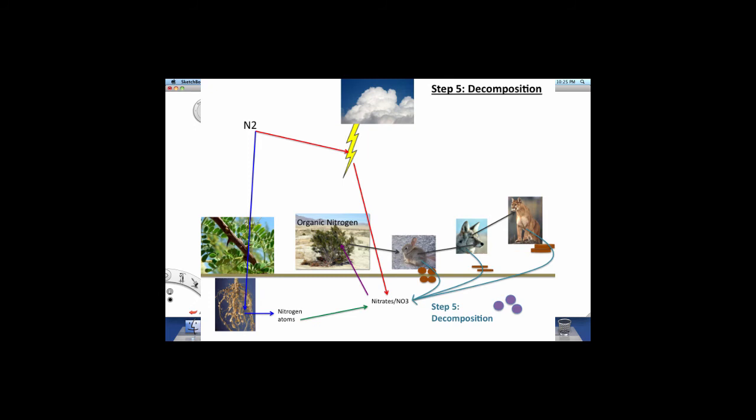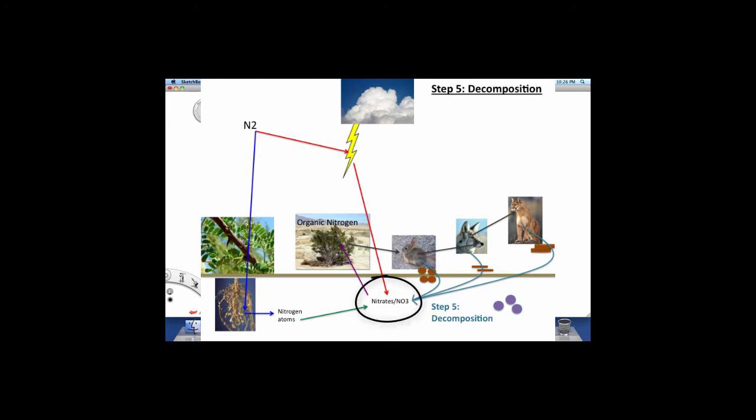Step 5 is decomposition. All those brown little shapes below the animals represent the waste that those animals are creating. In other words, their poo. And also, when they die, their bodies still contain that nitrogen, and so they undergo decomposition, which breaks down that matter into small pieces, and those nitrogen atoms that are contained in the waste and in their bodies dissolve back into water and turn back into nitrates in the soil.